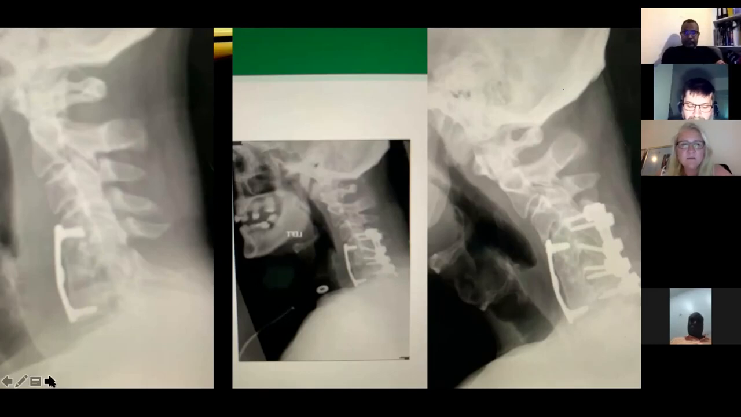He's still an IV drug user, but the far x-rays are 14 years after his surgery, and he does have a little bit of a kyphotic deformity developing, but functionally he's managing quite well.